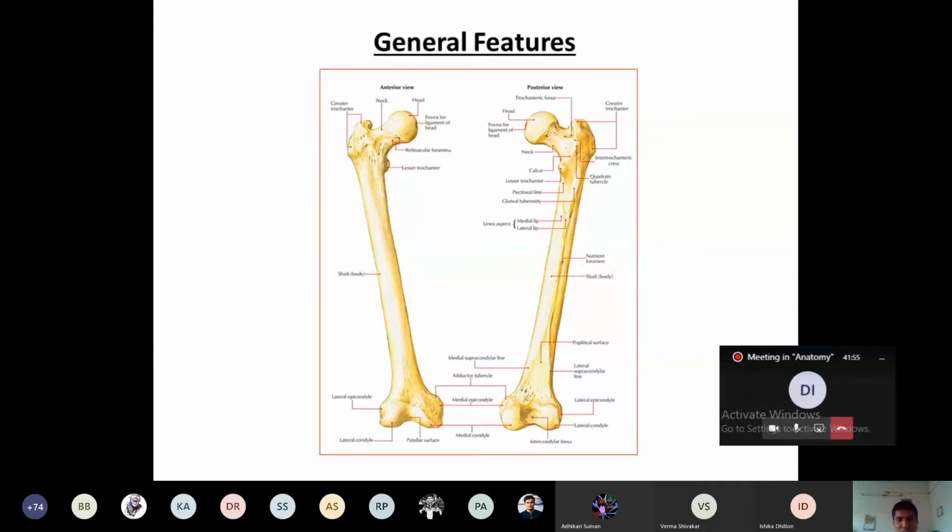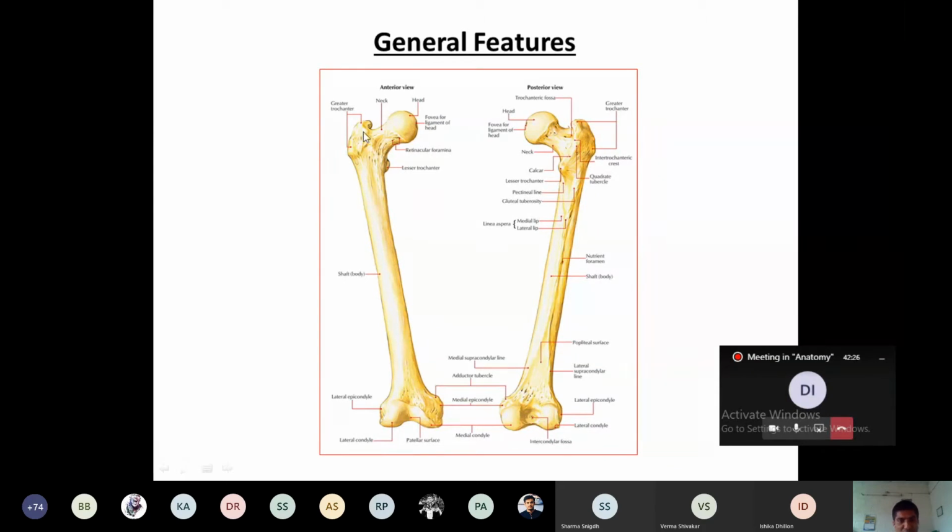What are the general features of this femur? General features include, see, there is the upper end, lower end, and in between there is the shaft. In the upper end, what are the parts? Here you can see the head, and this one is the neck, and anteriorly you can see this is the greater trochanter, this one is the lesser trochanter. In between the two trochanters, what is there? There lies the intertrochanteric line. Posteriorly, what is there? There lies the intertrochanteric crest.